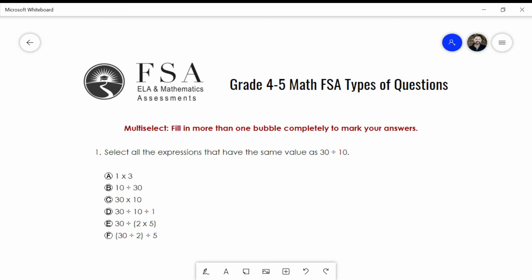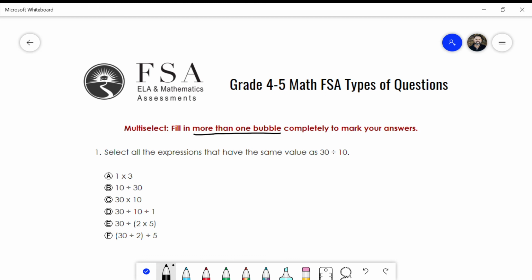This one that we're going to look at here is called the multi-select. And so if you come across a question on the Florida Standards Assessment that's a multi-select, it's important that you remember that you want to fill in more than one bubble. So for these types of questions, you can't just bubble in one answer. There has to be more than one. So there could be 2, 3, or more, but there's definitely not going to be just one.